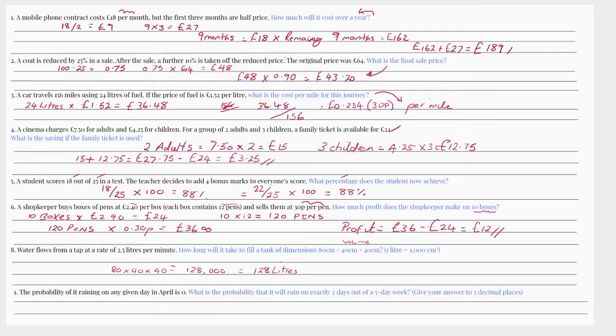So now let's answer the question. It's asking us how long will it take? So the water flows from the tap at a rate of 2.5 litres per minute. So we're going to do 128 divided by our 2.5, which gives us 51.2 minutes.